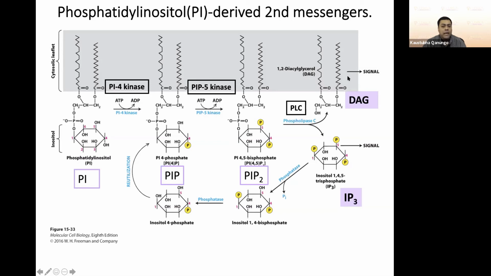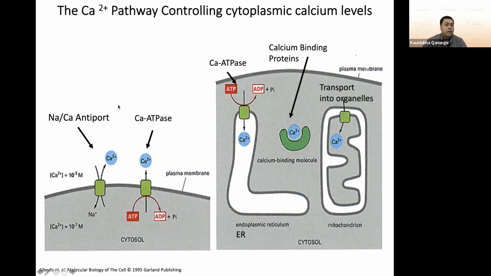So remember that. One of the important concepts, which is very, very important, is that outside the cell, the calcium concentration is 10 to the power minus 3 molar, whereas inside the cell, the calcium concentration is 10 to the power minus 7 molar.